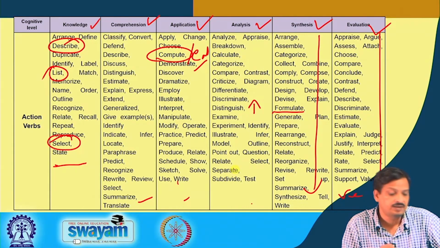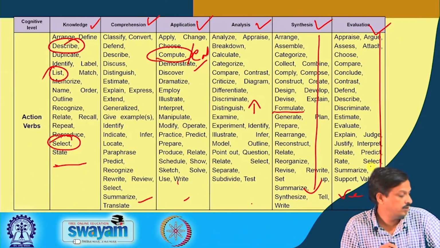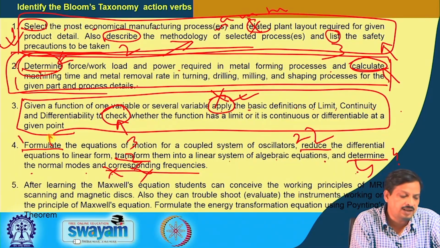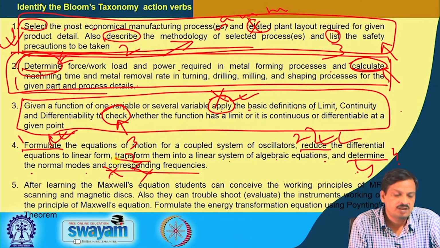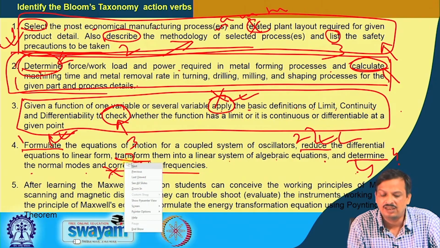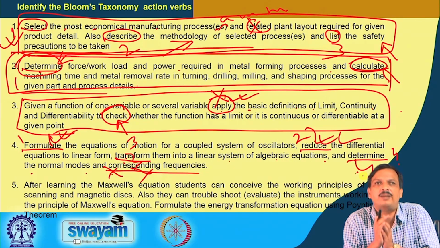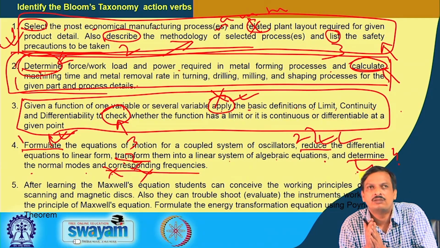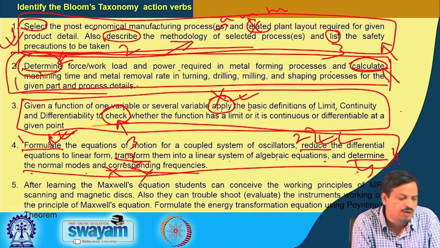Transform will be analysis, and determine is also analysis. So I can say: formulate, synthesis; reduce, evaluation; transform, analysis; determine, analysis. So what is the highest level? Evaluation. Although there is analysis, synthesis and evaluation, the highest cognitive level is evaluation. So the cognitive level of this outcome is evaluation.